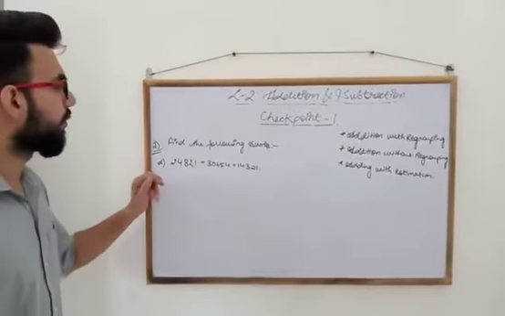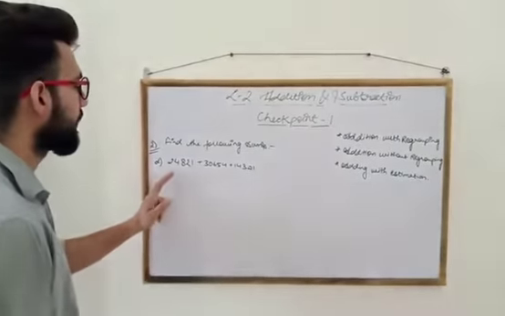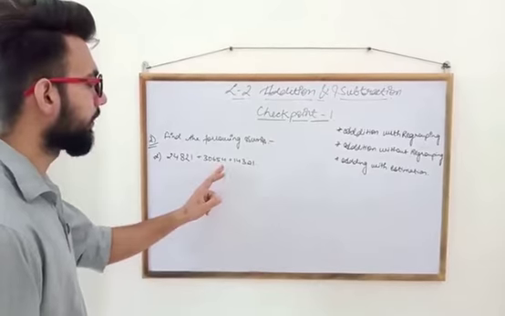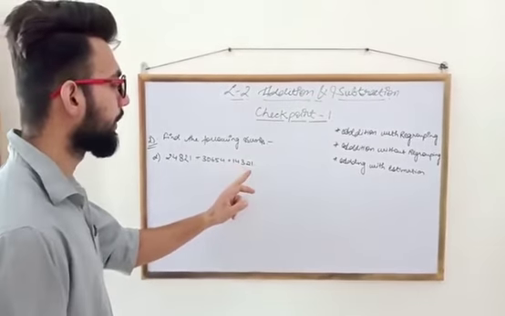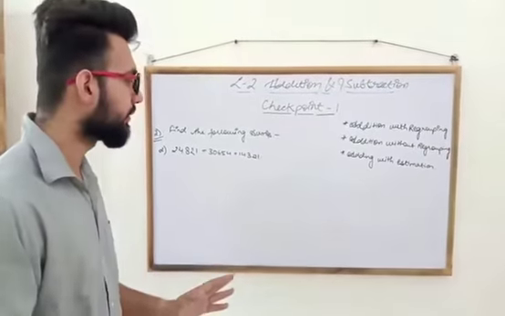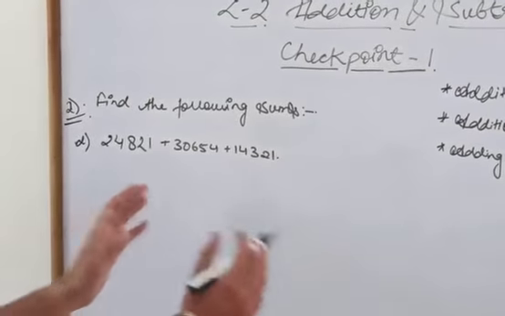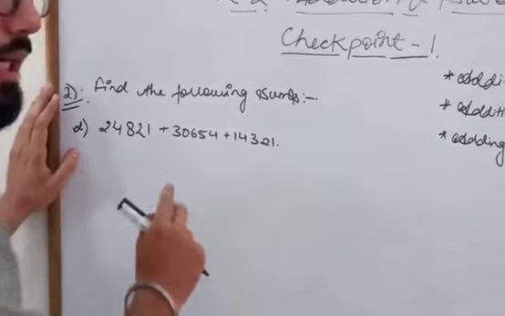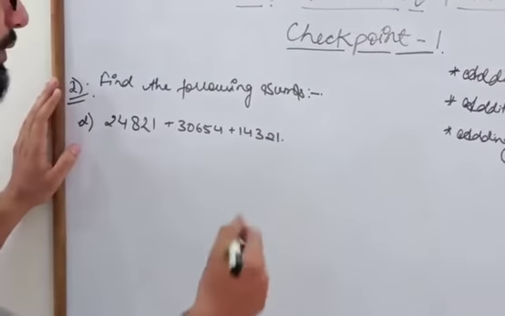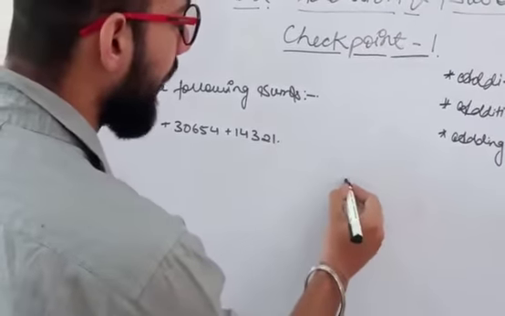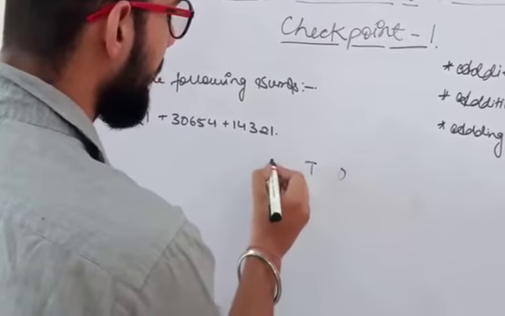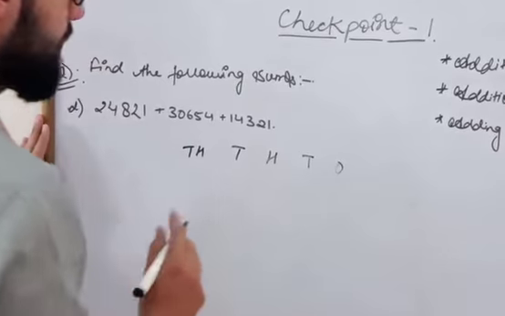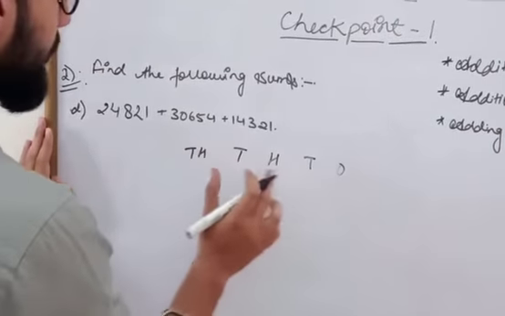Let's read the question. Find the following sum: 24,821 added with 30,654 added with 14,321. So my dear students, first of all we will make the table. As you can see, all these are 5-digit numbers, right? So first we will make the table of ones, tens, 100, 1,000 and 10,000. Now we will keep these numbers into the table.